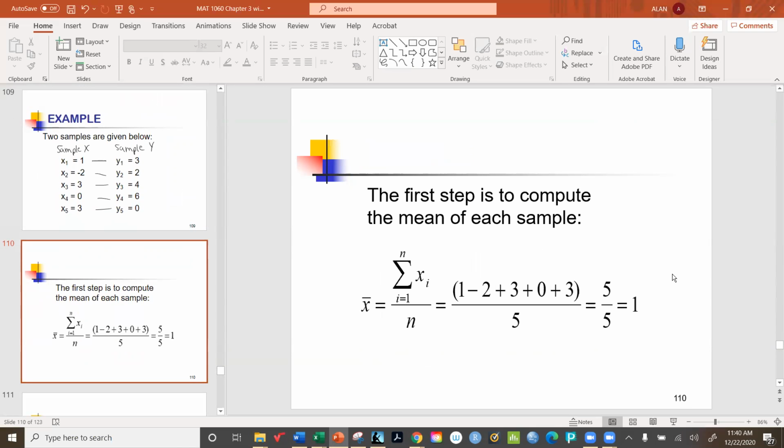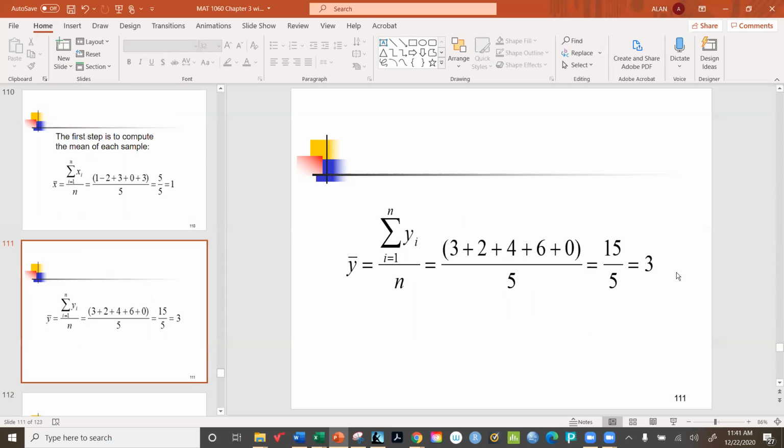Now, we already know how to calculate the means. X bar is the sum of the x's divided by 5, which is 1. And of course, you can see you're literally just adding up all the elements before you divide by the sample size of 5. And then for y, you do the exact same thing. Add them up, divide by 5, and you have 3. So make a note of that somewhere. X bar is 1 and Y bar is 3.